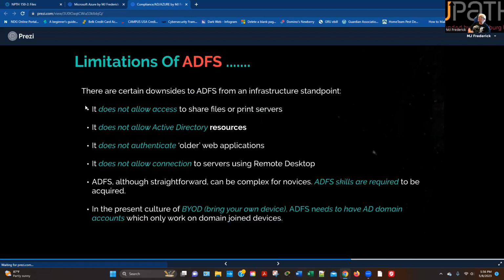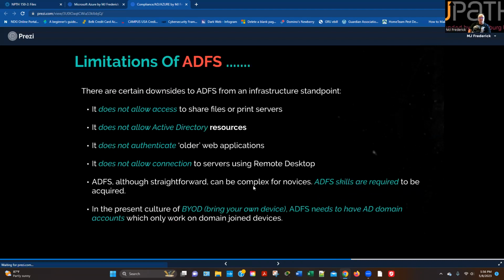The limitations, there's always going to be a downside to stuff. There are certain downsides, as we know, when we look at infrastructure. It does not allow access to share files or print servers. It does not allow Active Directory resources. It does not authenticate older web applications, and it does not allow connection to users using a remote desktop.